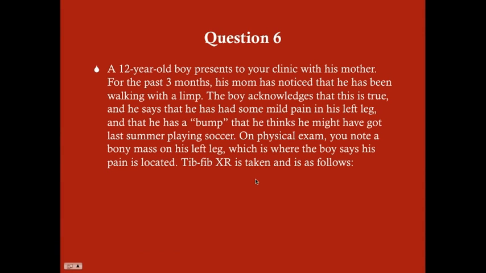Okay, question 6. A 12-year-old boy presents to your clinic with his mother. For the past 3 months, his mom has noticed that he's been walking with a limp. The boy acknowledges that this is true, and he says that he has had some mild pain in his left leg, and that he has a bump that he thinks he might have gotten last summer playing soccer. On physical exam, you note a bony mass in his left leg, which is where the boy says the pain is located. Tibia fibular x-rays are taken and are as follows.